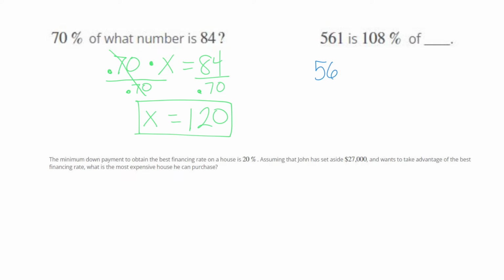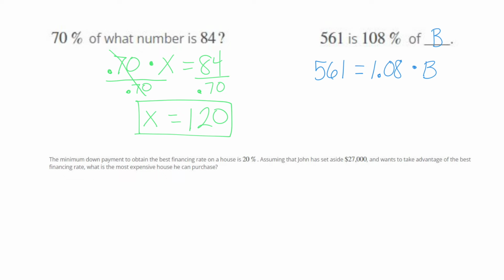561 equals 108% of something. So again, this is going to be that base value that I'm searching for. I'm going to take 108% of it and end up at 561. Now the 108% is written 1.08. Of means multiply, and I'm just using an x. You can use any variable you want. I'll use a b this time for the base.